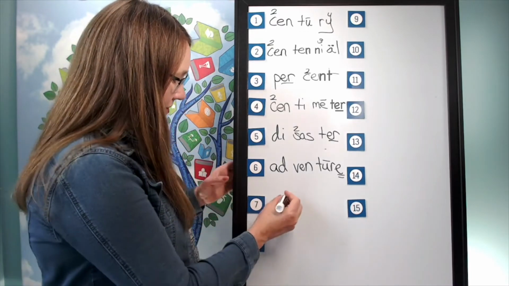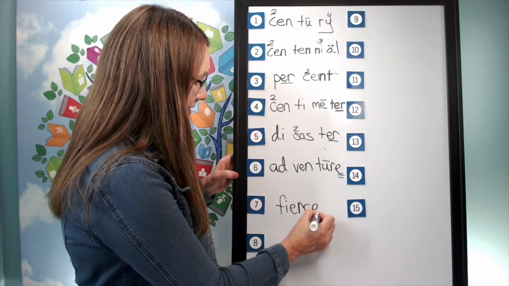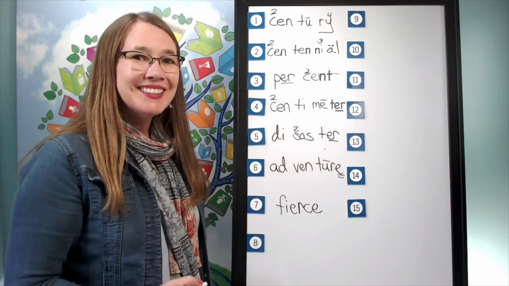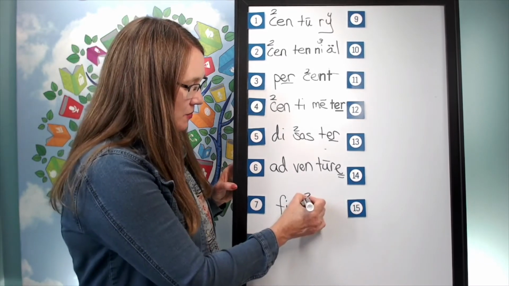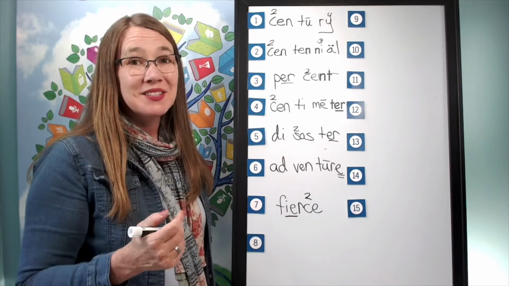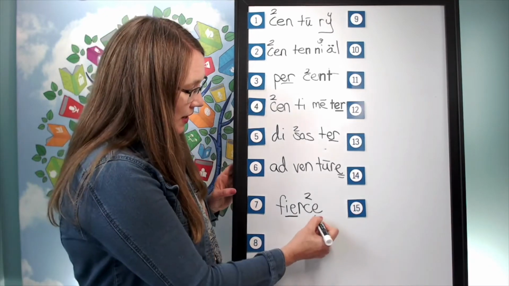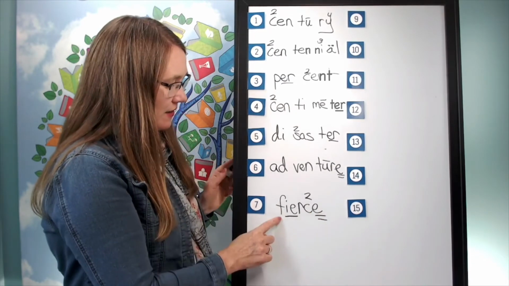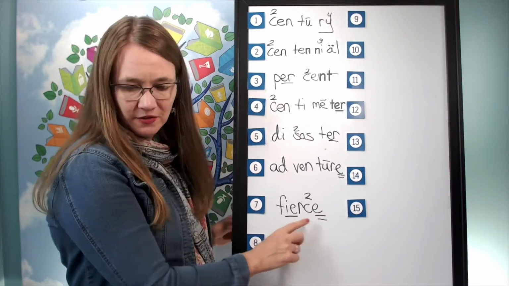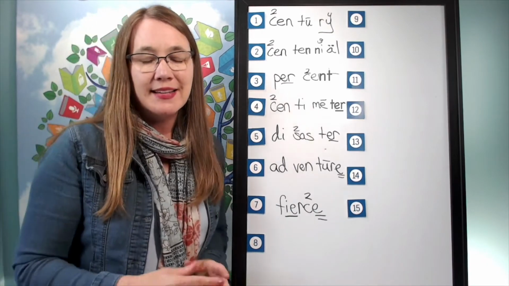And help me to write it. Fierce. E, s. Silent final E. How do we mark it? We'll underline the E and we'll put a 2 over the k. Why did it say its second sound? Well, because of the E. The C softened to S because of the E. S. Fierce. Great work.